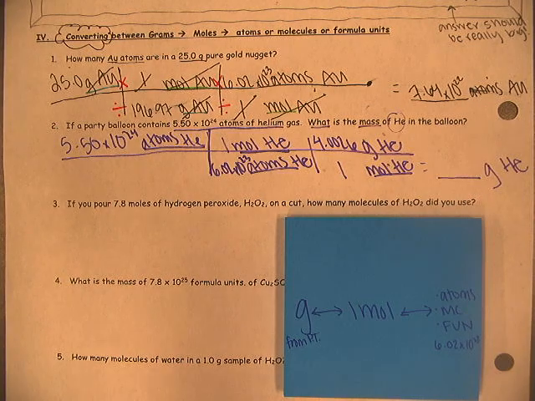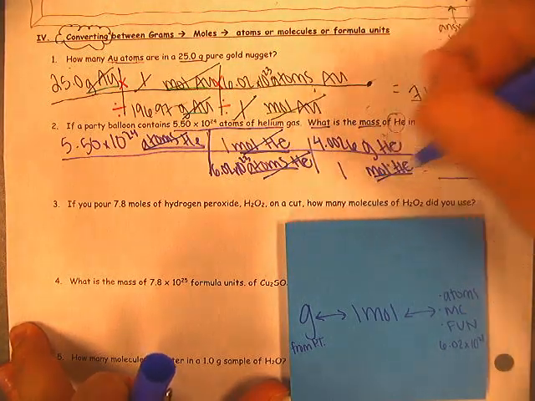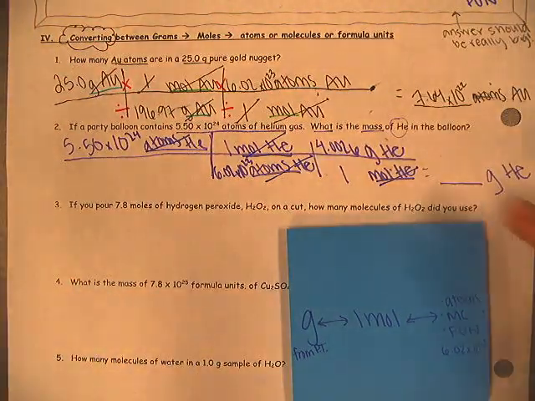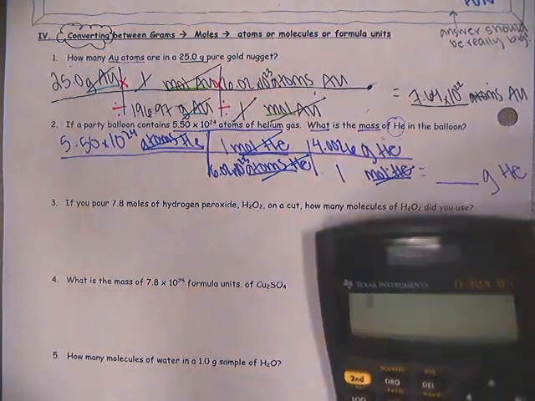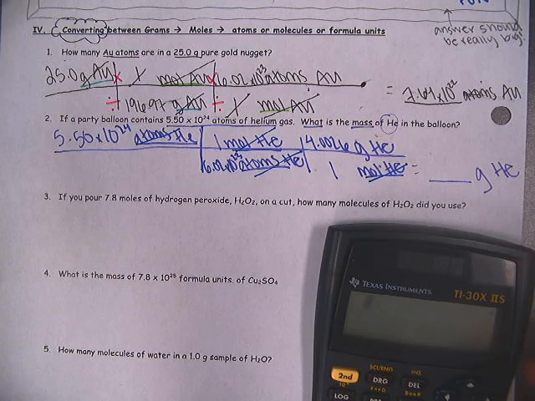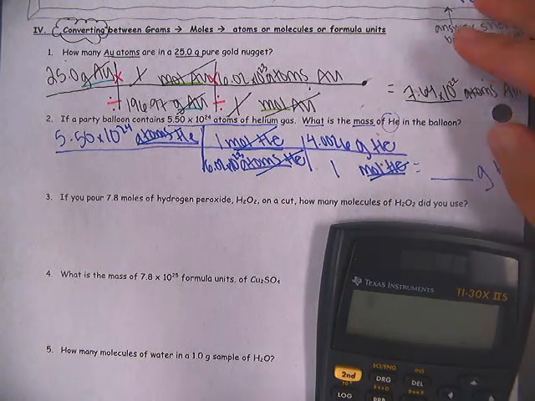So we set it up this way so that atoms of helium cancels with atoms of helium, moles of helium cancels with moles of helium, and then grams of helium is all that's left. When I plug it into my calculator, I have 2 different numbers in scientific notation, so this is especially important to be able to use the E button correctly.